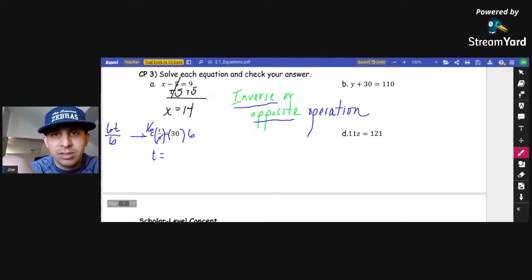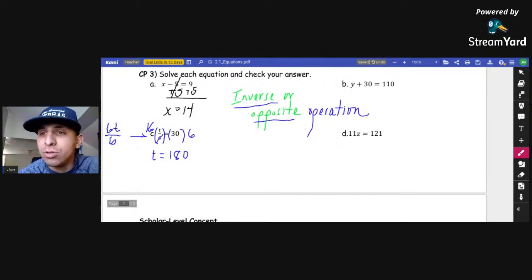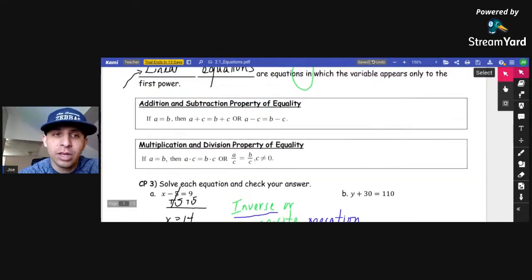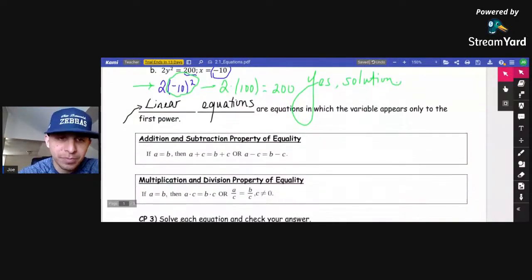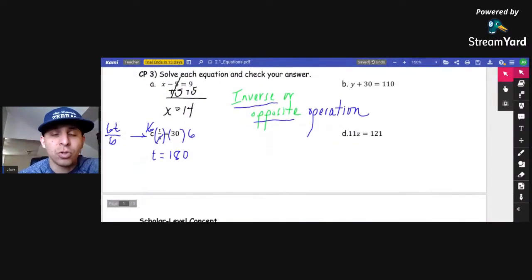In both instances, the variable becomes isolated. And 30 times 6, last time I checked, was 180. And utilizing part 1, we could go back, substitute, and make sure that these solutions are valid answers.